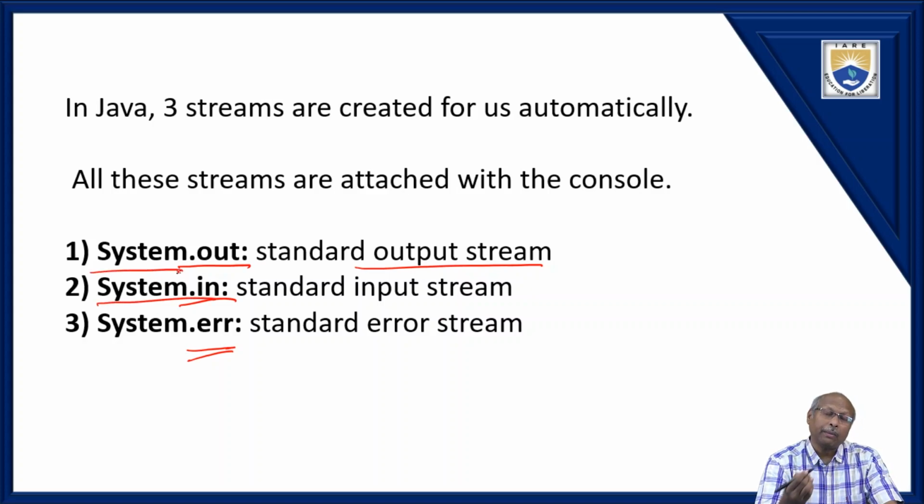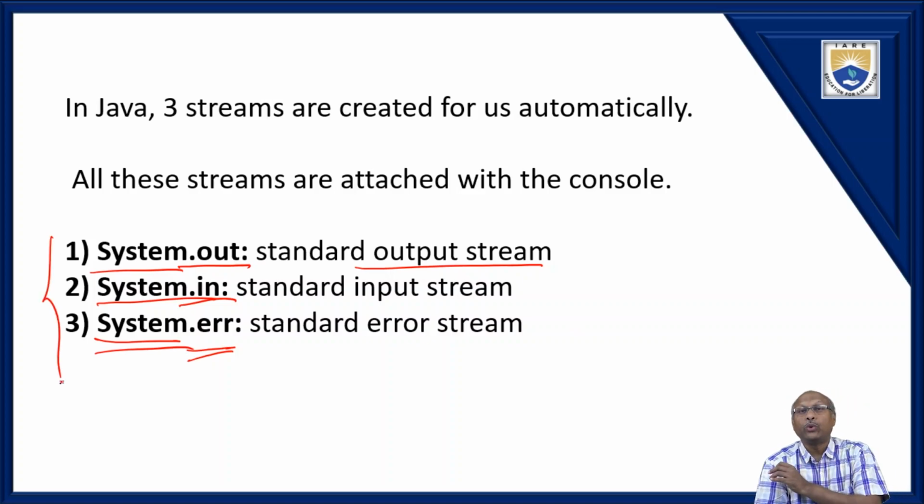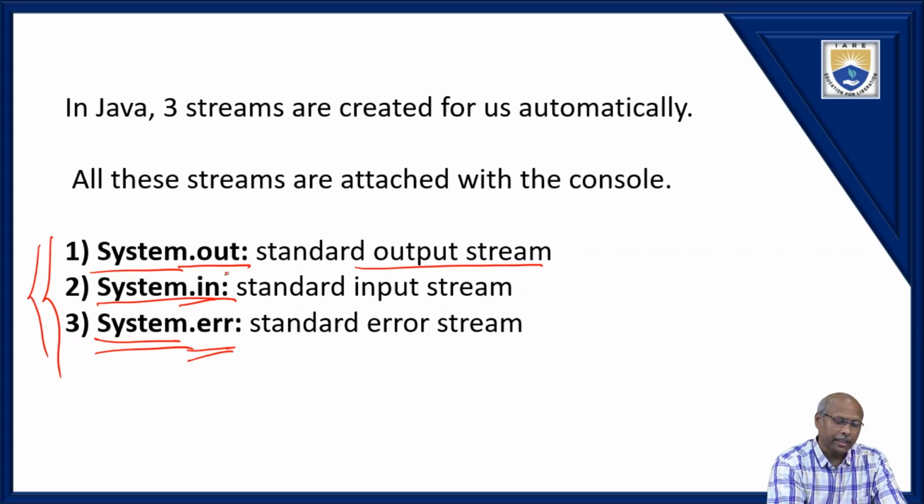Whenever you are debugging or compiling the program, sometimes the compiler may give an error. Whenever the error comes, it will come through the error stream. So the 3 streams open automatically. You need not create them, whereas generally streams you are supposed to create. What are the 3? System.in, System.out, System.err. These are the 3 standard streams that open automatically for any Java program.